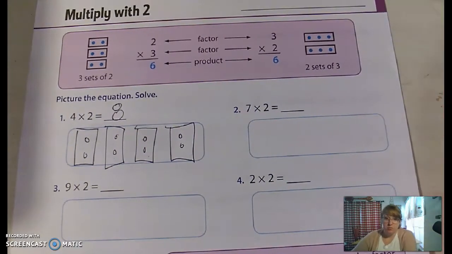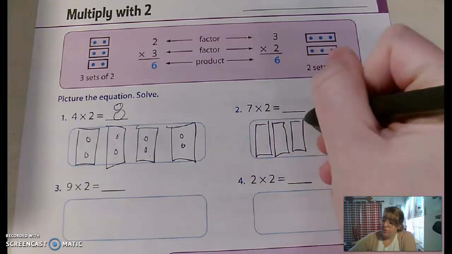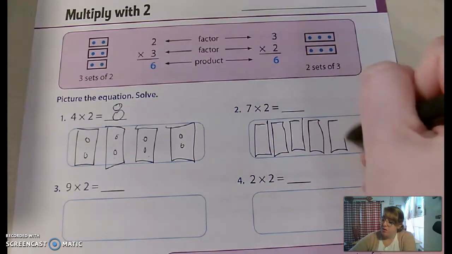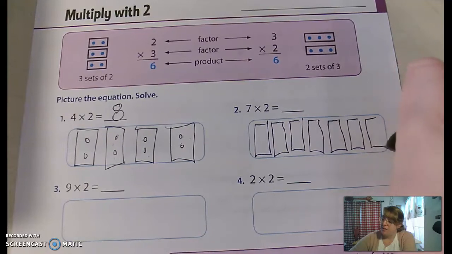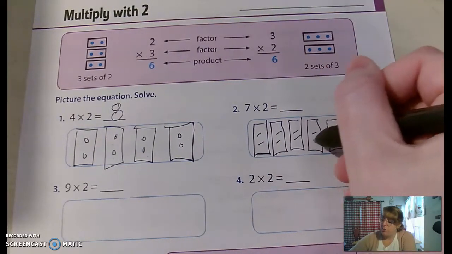7 times 2. Let's draw 1, 2, 3, 4, 5, 6, 7. And they each have 2 lines in them.